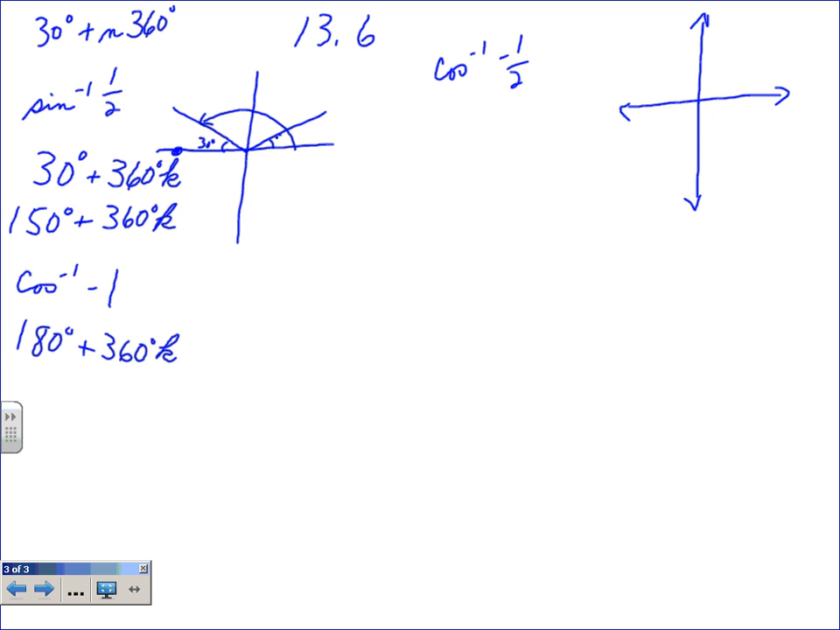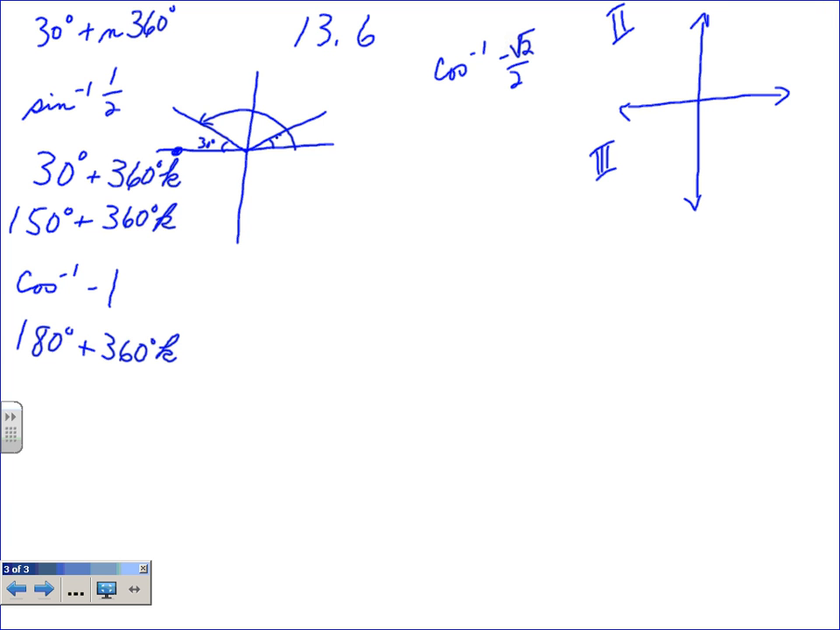And let's make this, instead of 1/2, negative square root of 2 over 2. Okay? Now, where is cosine negative? Which quadrant? 2 and 3. Okay? Remember all those things I had you memorize: what's positive and what's negative in which quadrant? Second and third, cosine's negative.